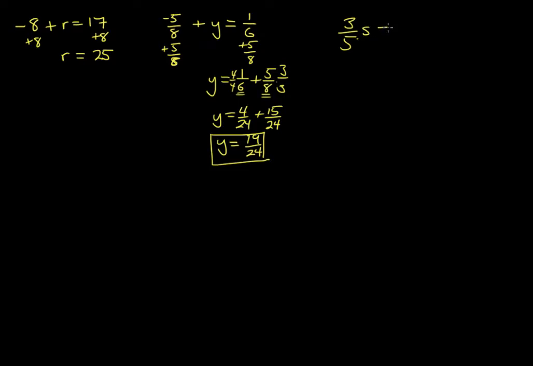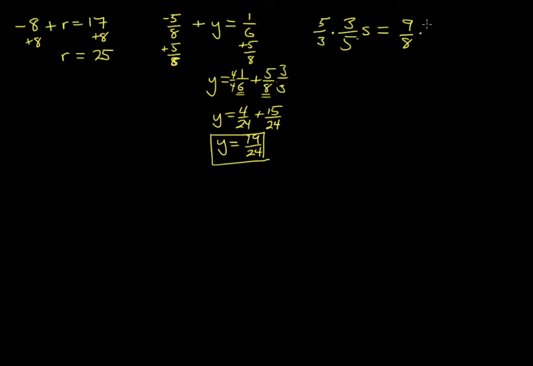s equals 9/8. Well, whenever I have a number times a variable, I'm going to need to divide by that number that's next to the variable in order to get the variable by itself. In order to make the number next to the variable 1, I have to divide by, well, in this case, 3/5. Well, dividing by a fraction is the same as multiplying by its reciprocal, 5/3.